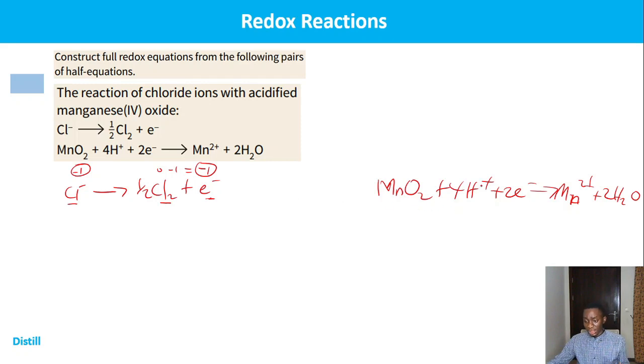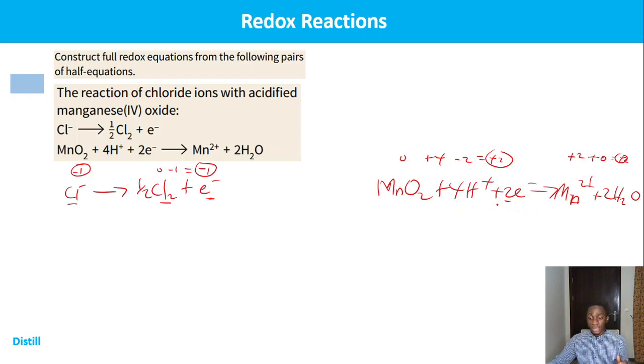What about on this side here? The total charge here is 0. This one is +4. This is -2, and that's a +2 charge here. And this is +2, and this is 0. So the total charge here is +2. So in terms of charge, this is also balanced.